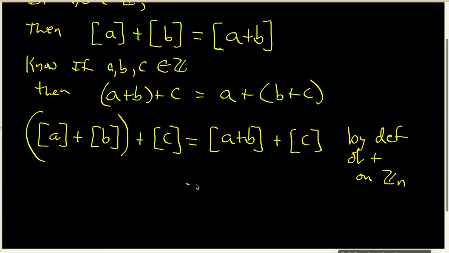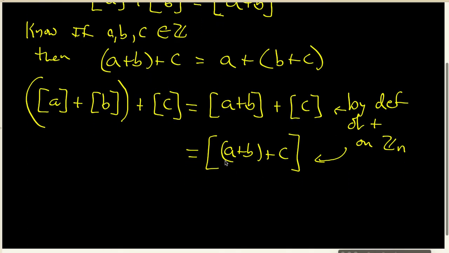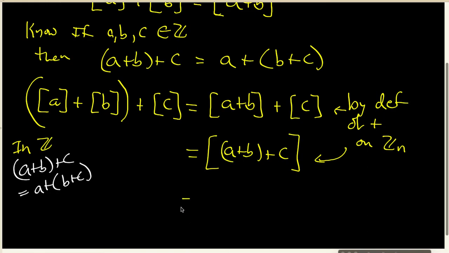And I know how to do this. This is going to be the equivalence class of (a plus b) plus c. And so this is also by the definition of addition on the set of equivalence classes. But it is important to realize that (a plus b) plus c is an integer. And so I know that in Z, the integer (a plus b) plus c is equal to the integer a plus (b plus c). Consequently, the equivalence class of (a plus b) plus c is going to be the same as the equivalence class of a plus (b plus c).